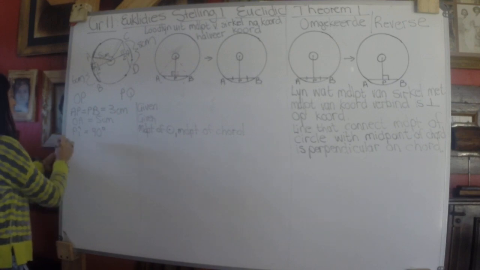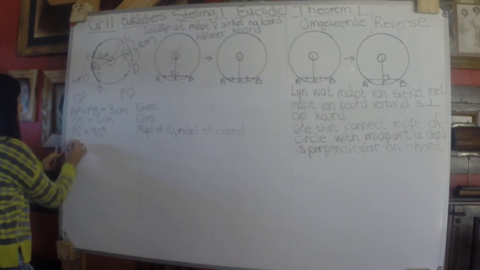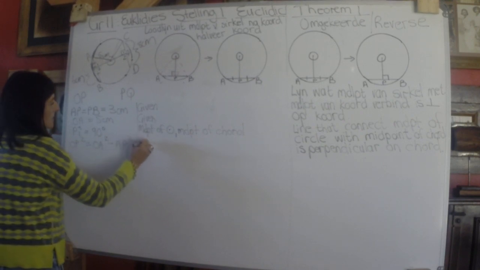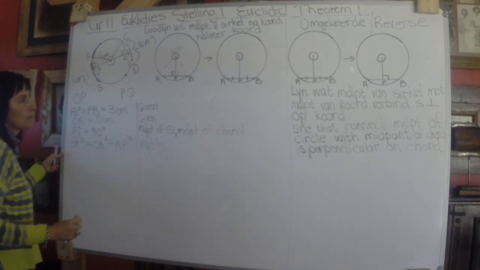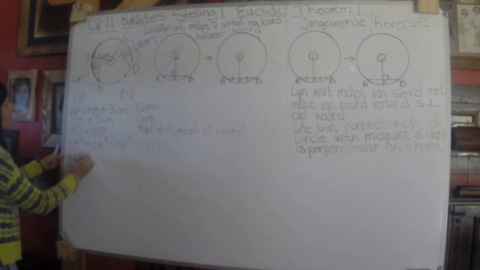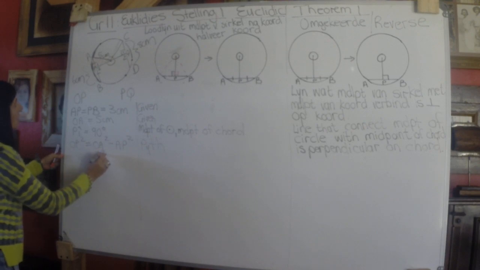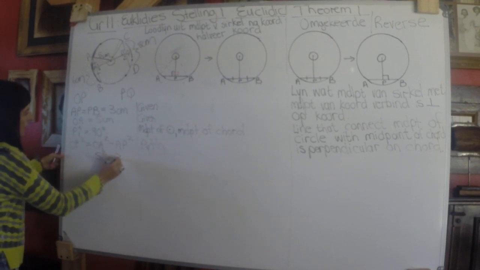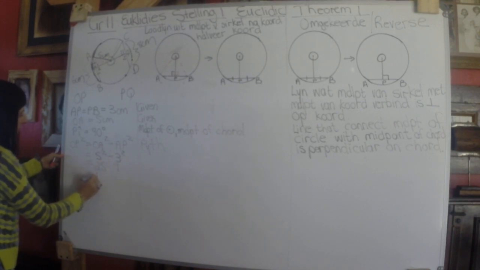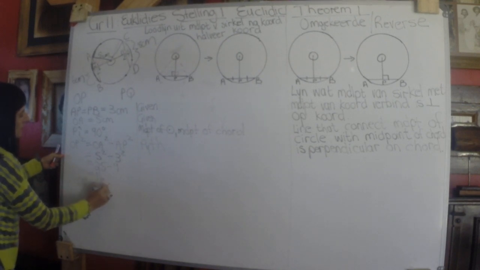Good. Okay, now we can use Pythagoras by saying that I want to get OP square. That's going to be the hypotenuse square minus AP square. En dit is Pythagoras wat so gesê het. Remember, you must also always give a reason. So now we can do substitution. OA is 5 square minus 3 square. That's going to be 25 minus 9. En dit gee vir my 16. En daarom is OP gelyk aan 4 centimeters.